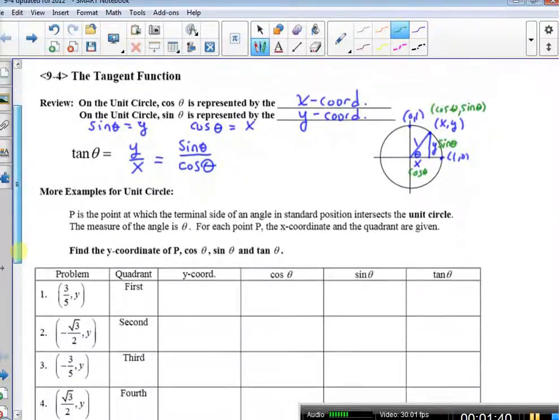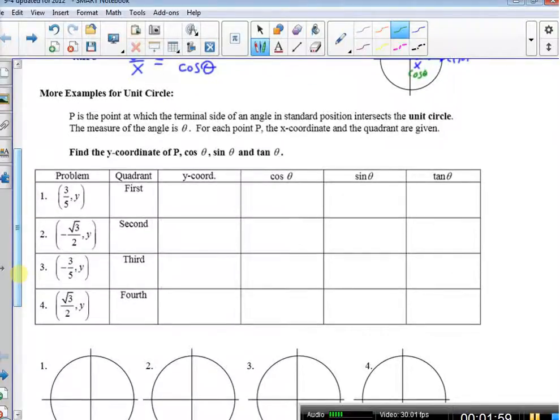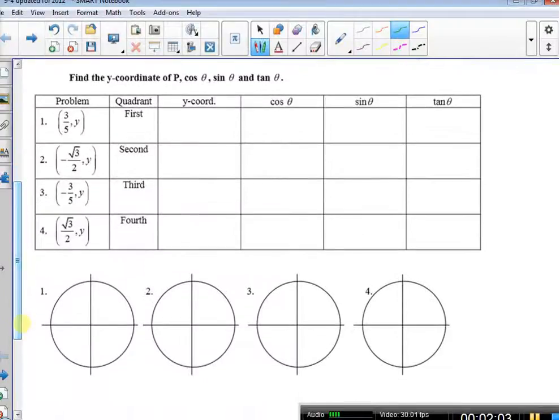All right, so now let's do some examples. P is the point at which the terminal side of an angle in standard position intersects the unit circle. The measure of the angle is theta. For each point P, the x-coordinate and the quadrant are given. Find the y-coordinate of P, cosine theta, sine theta, and tan theta. Here's the problem: (3/5, y). It's in quadrant 1. I would like to know the y-coordinate.